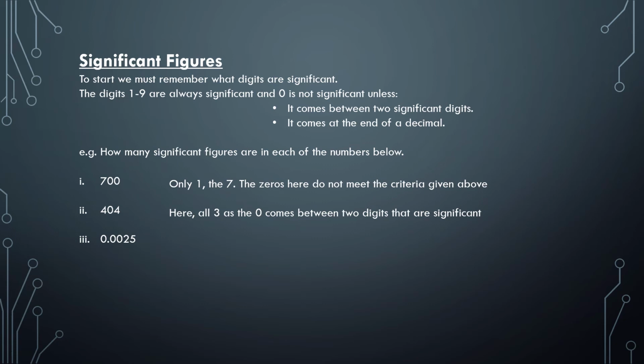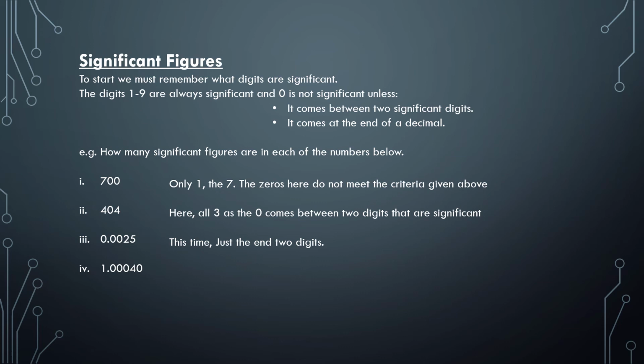Next one, I've got 0.0025. Again, I'm putting on my non-zero digits first. There are 2 of them, the 2 and the 5. Next thing I'm looking for is how many of them come between 2 significant figures and how many of them come at the end of a decimal. Well, none of those zeros meet that criteria. There's one at the start of the decimal, but there's not one at the very end of that number. So here, it's just our 2 digits at the end of the number.